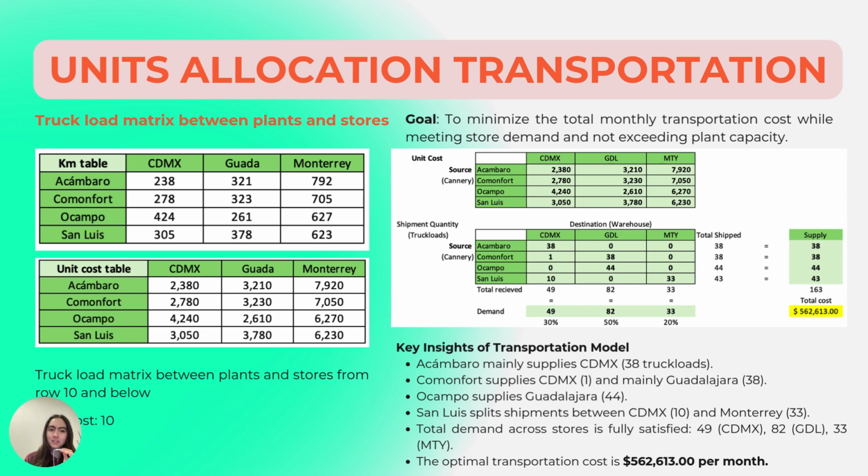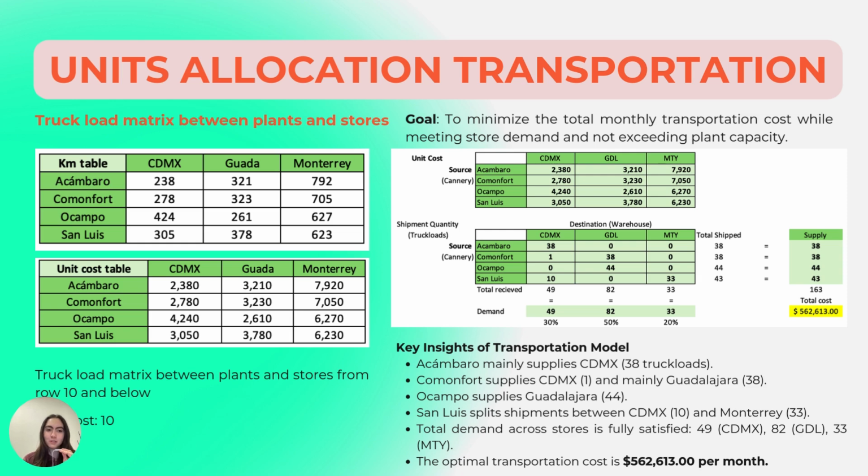We use the distance matrix provided, in kilometers, from each plant to each city. The second step was to convert distance to cost. Cost equals distance times 10 pesos per kilometer times the number of trucks.